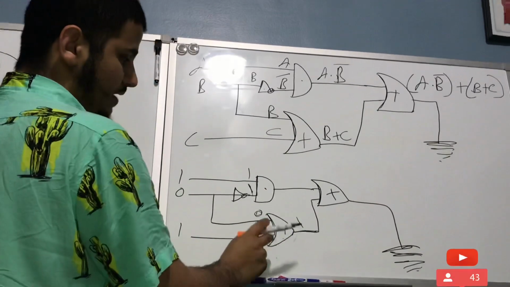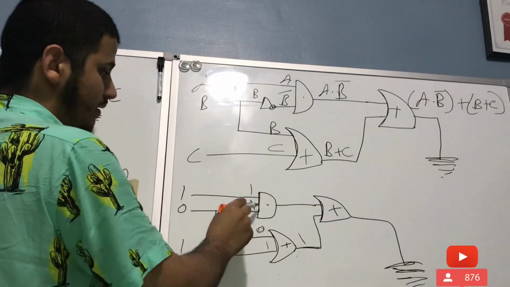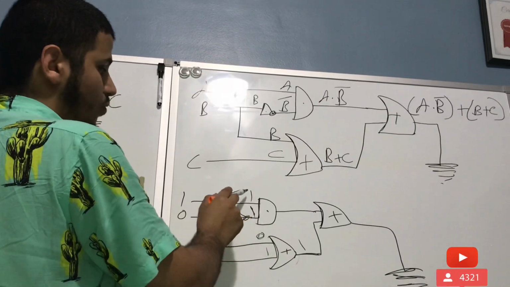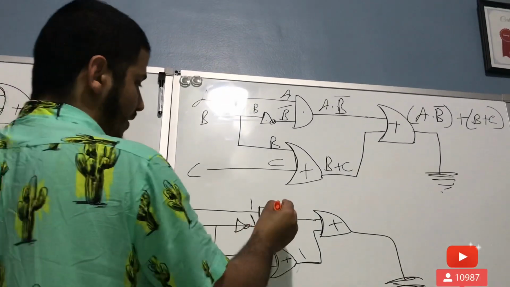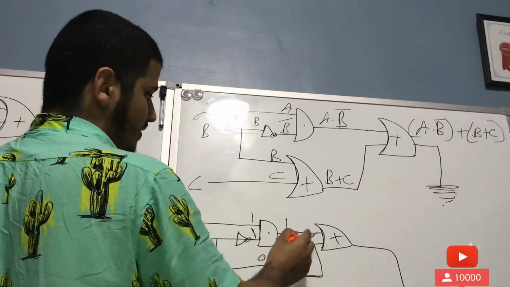As I told you, this is a positive sign here. 0 plus 1 is 1. And this one here is the AND gate, 1 times 1 is 1. Alright, and here we have the converter, that's the OR gate.